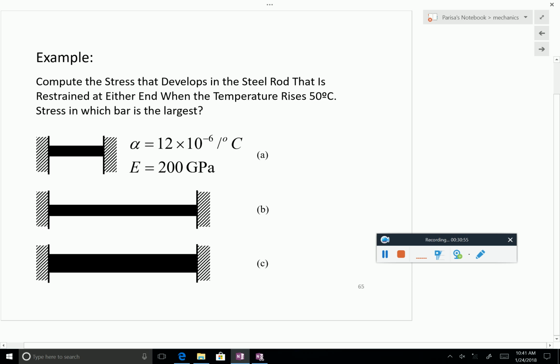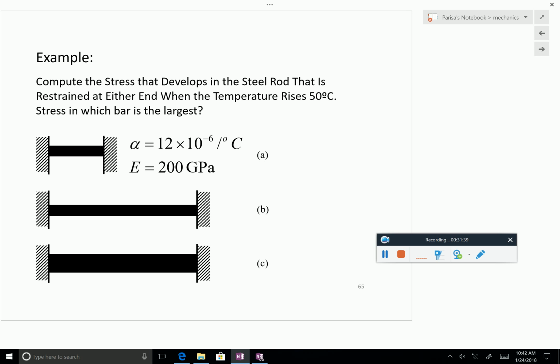That's the example. So now we have three different bars, they're all made of the same material. And you see the difference between A and B is that B is 2 times larger, and C has a cross section which is much larger. Just based on your intuition, if I increase the temperature, what do you think will happen? Which bar will have the largest stress?